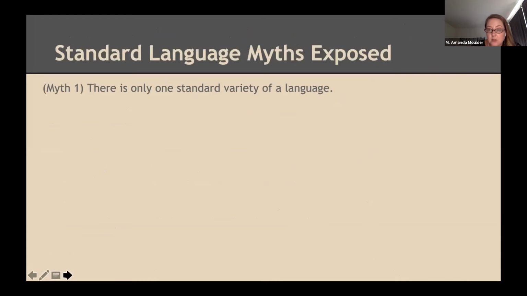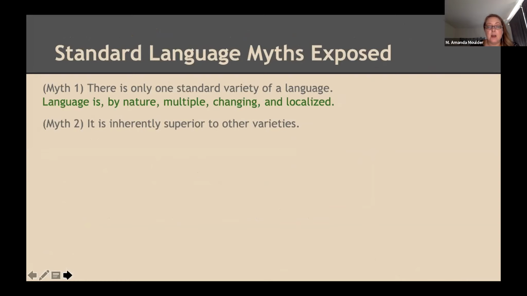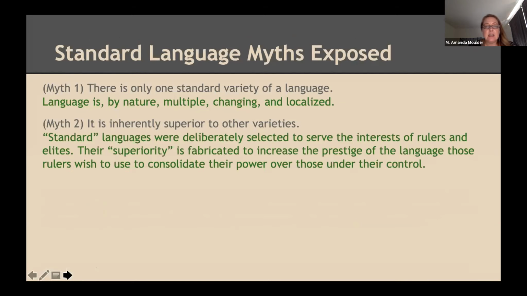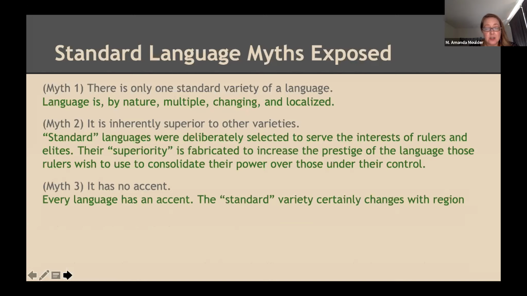One, there's only one standard variety of a language. Actually, language is by nature multiple, changing, and always localized. The so-called standard variety isn't inherently superior to other varieties. Instead, these languages were deliberately selected to serve the interests of rulers, and their superiority is fabricated. The idea that standard language has no accent is also not true. Everything we say has an accent.